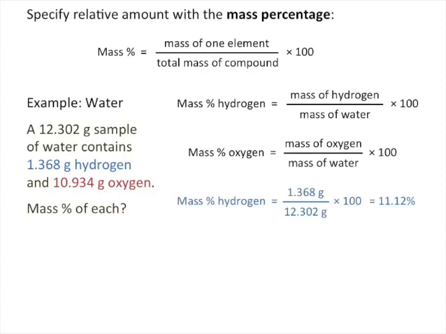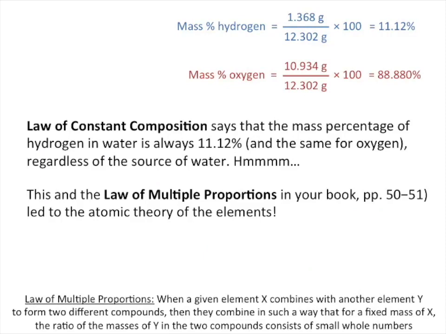So here's the mass percent of hydrogen, mass of hydrogen over the total sample of water. Here's our mass of oxygen, again the mass of oxygen over the total mass, and you get these numbers after you multiply by 100. So the law of constant composition, back to that, says that the mass percentage of hydrogen in water is always going to be 11.12%. The mass percentage of oxygen is always going to be 88.88%, regardless of where the water comes from, what you do to it, etc. As long as it's still water, this is true.